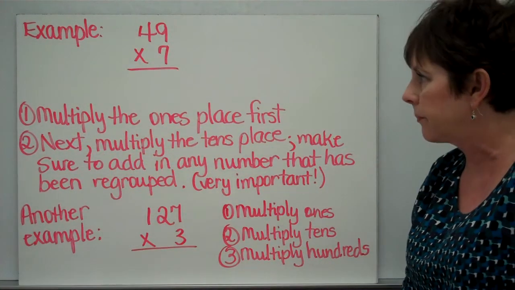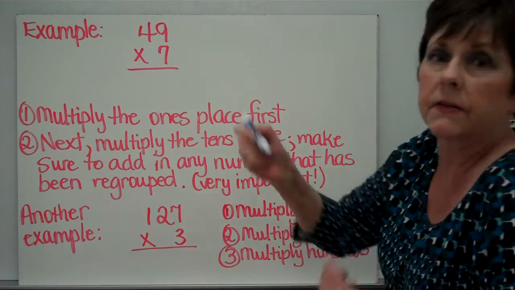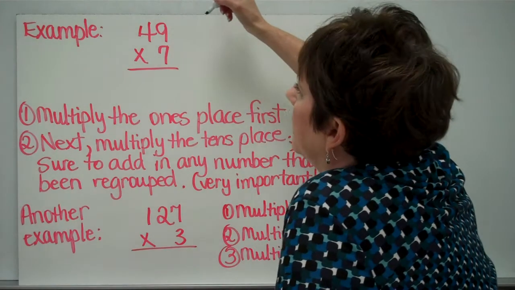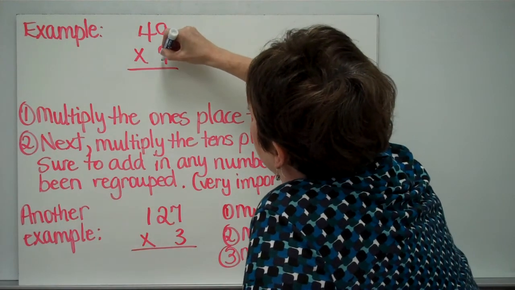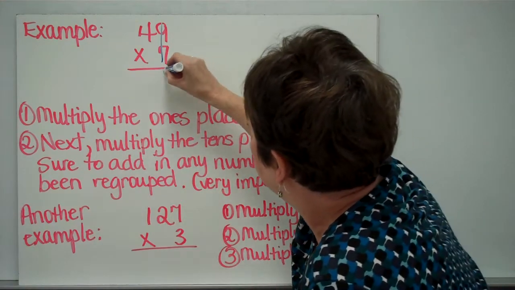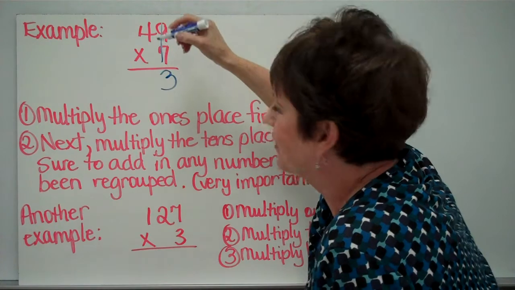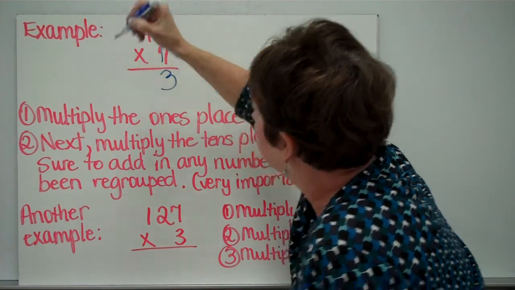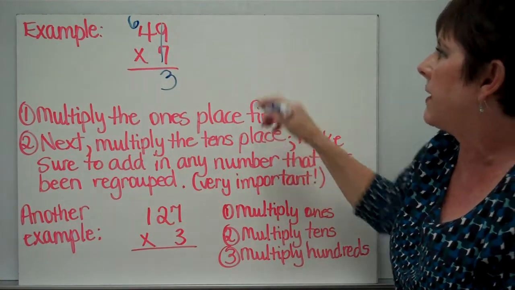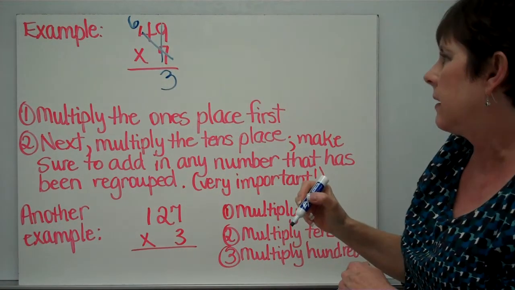Here's an example. First thing that you would do is you would multiply the ones place first. So this is 49 times 7. You would multiply 7 times 9, and this would be 63, so you would put the 3 here, and you would regroup the 6. Next, you would multiply the tens place. 7 times 4 is 28.